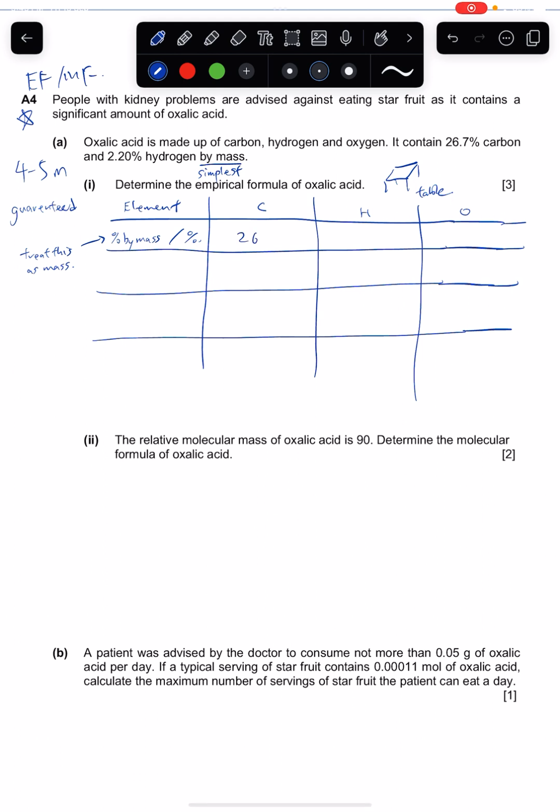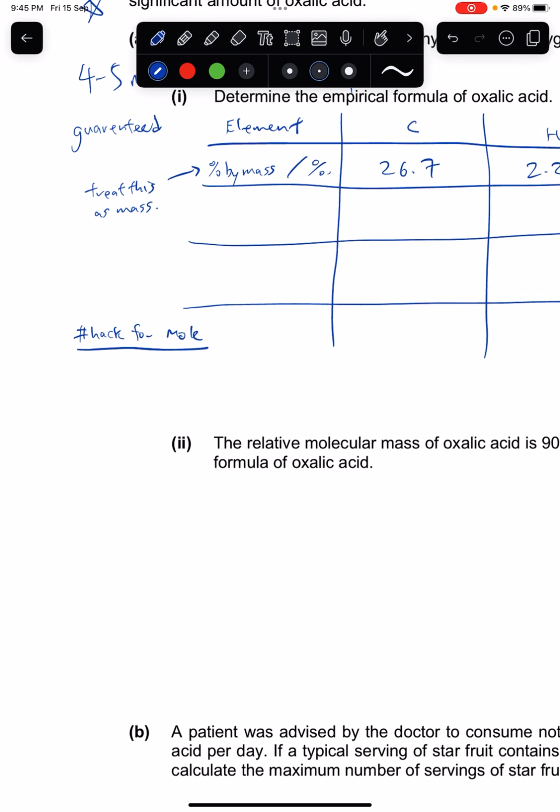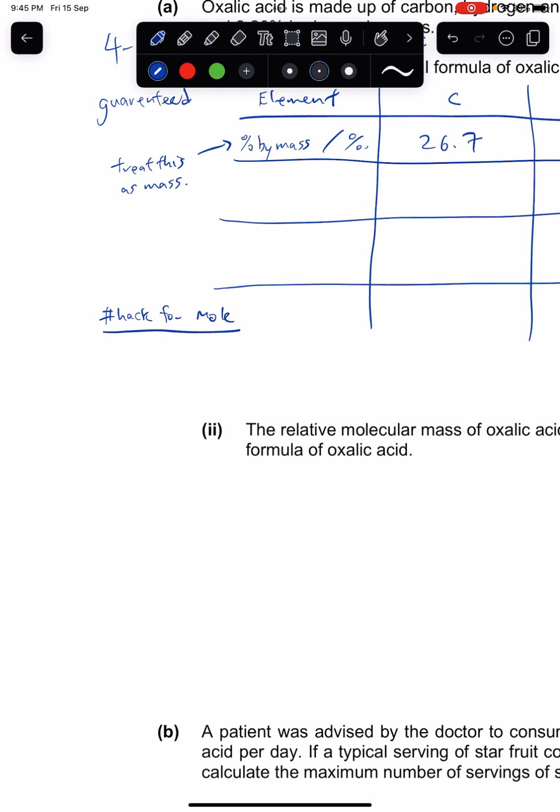Okay, we have 26.7%. We have 2.20%. And oxygen is 100 minus 2.2 minus 26.7. Calculator. 100 minus 2.2 minus 26.7, I'll get 71.1. Oh, cool. Do you remember the hashtag hack? The hashtag hack for mole questions. By the way, this hashtag hack works even in JC. That's proven, tried and tested.